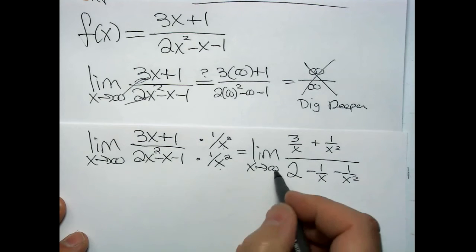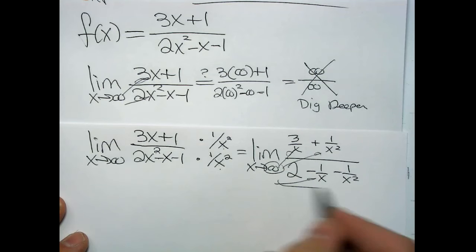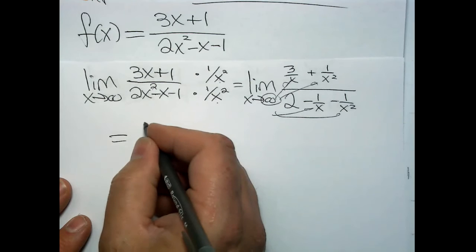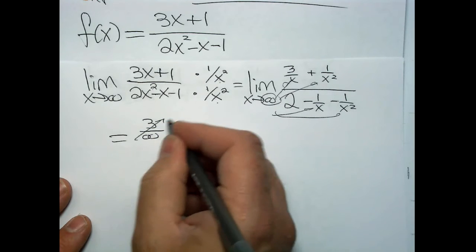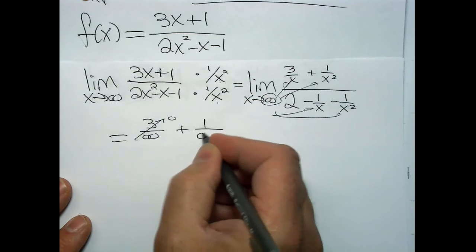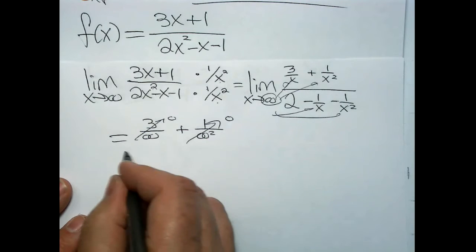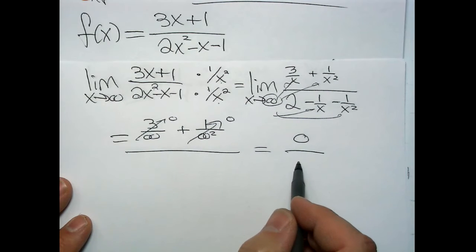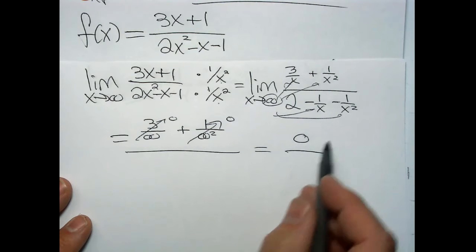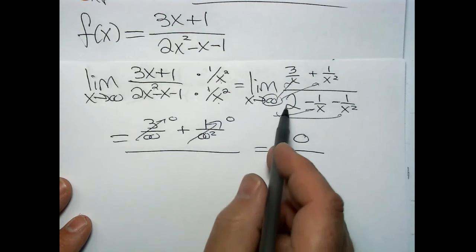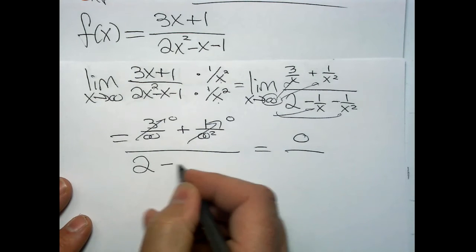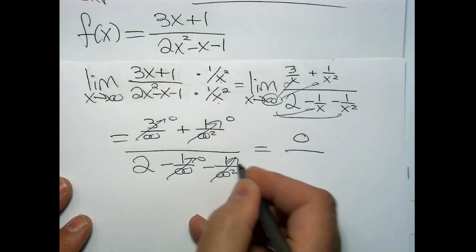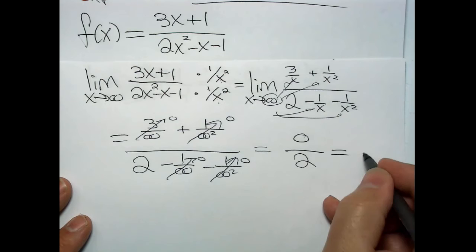Now, you can send x off to infinity. All these particular terms will go to 0, right? So I get 3 over infinity, that goes to 0. I get 1 over infinity squared, which is 1 over infinity, also going to 0. So I get 0 plus 0 up top there. Now I hope I don't get 0 on the bottom, because if you do, we have to cross it off and start over. But look at that nice solid 2 down there. Minus 1 over infinity, which is 0, minus 1 over infinity squared is also 0. And 0 over 2 is a perfectly good answer.